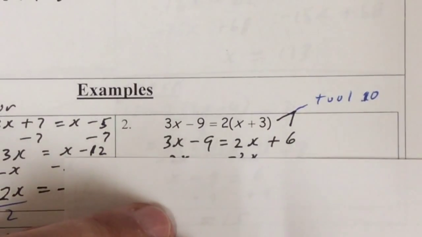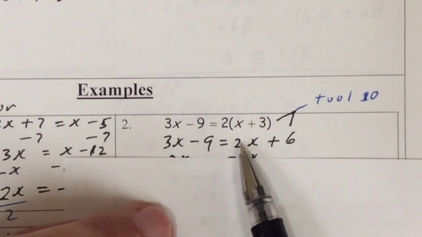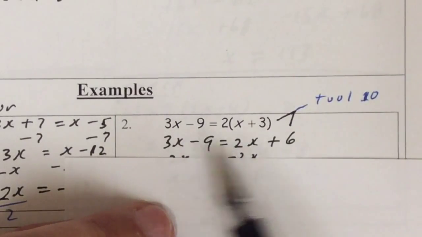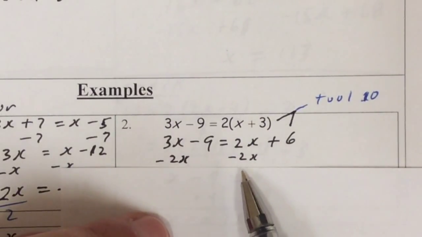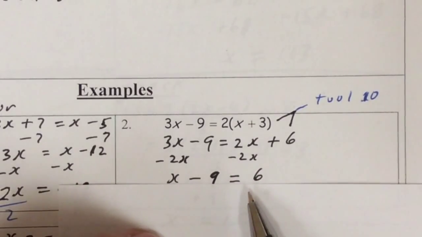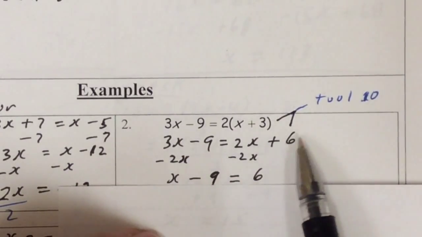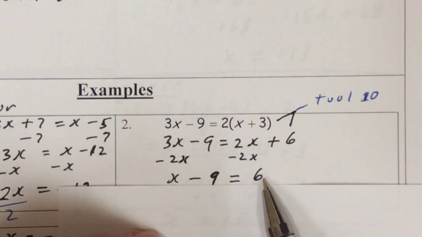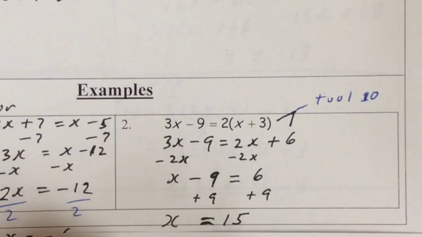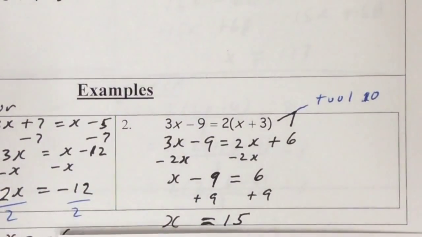Now we're going to get the x's to one side, so we're going to isolate it to one side, so subtract 2x from both sides. 3x minus 2x is x minus 9, and this is just 6 now. Now we're going to add 9 to both sides, and you get x equal to 15. You can still do a check for these ones.